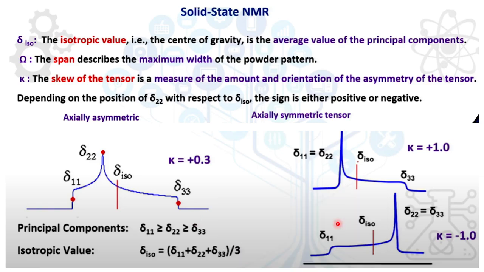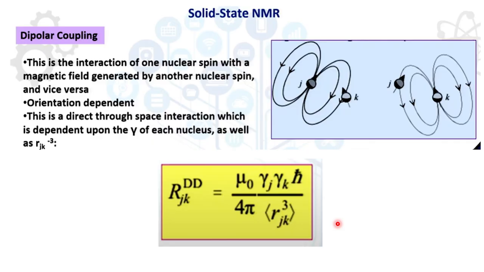But it is a little bit difficult to analyze solid state NMR because of this highly broadened peak, and you need dipolar coupling. This is the interaction of one nuclear spin, what we used to call spin-spin coupling. Now this is the dipolar coupling. It is the interaction of one nuclear spin with the magnetic field generated by another nuclear spin, or vice versa, and this is orientation dependent.